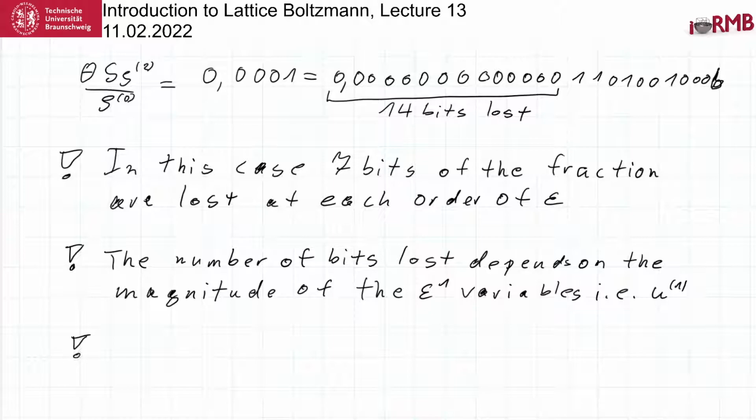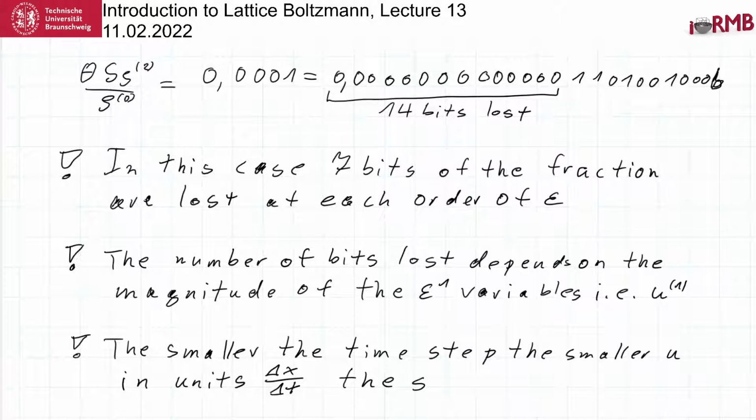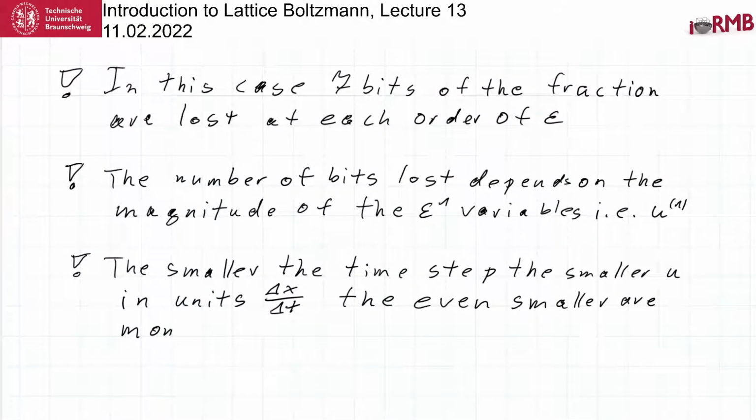And the consequence is that the smaller the time step, the smaller is u in our units, delta x by delta t, and then the even smaller are moments of higher order.